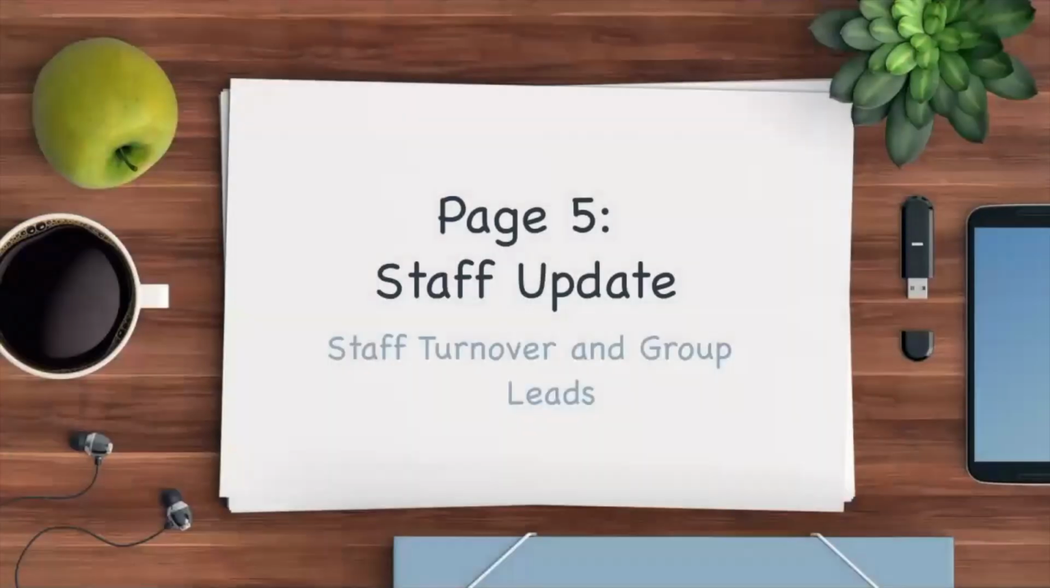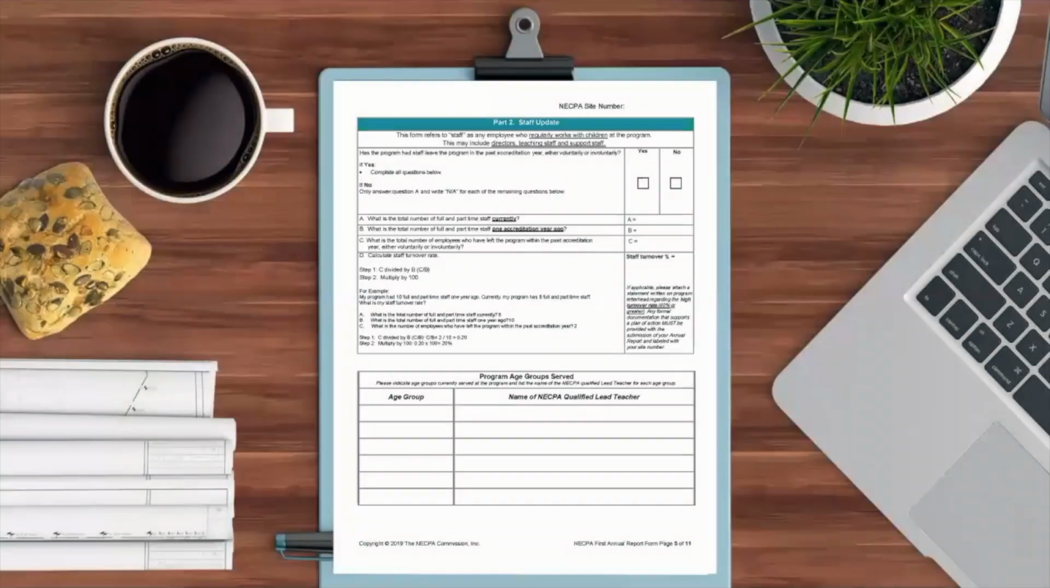Page 5, Staff Update. Staff turnover and group leads. When working our way through this page, we might have to take a quick glance at last year's report or at our QuickBooks staff logs. The first question asks if we have had any staff members in the last accreditation year, that is, in the last 12 months since our previous report or visitation, leave the center voluntarily or involuntarily.